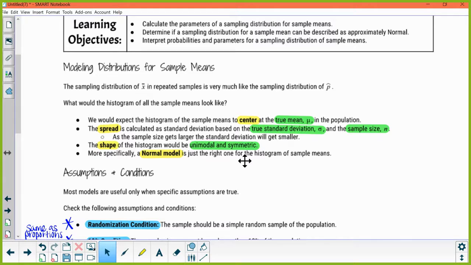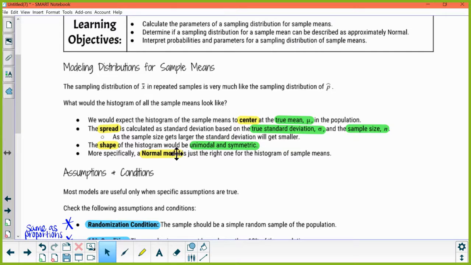And the shape of the histogram, again, will be unimodal and symmetric. We want it to look like a normal model because when it's a normal model, we're able to say all of these rules that we've talked about when we come to normal distributions. We can calculate probabilities. We can use the 68, 95, 99.7 rule. We can use z-scores in our z-tables. All of that is good to go once you can assume it's approximately normal.